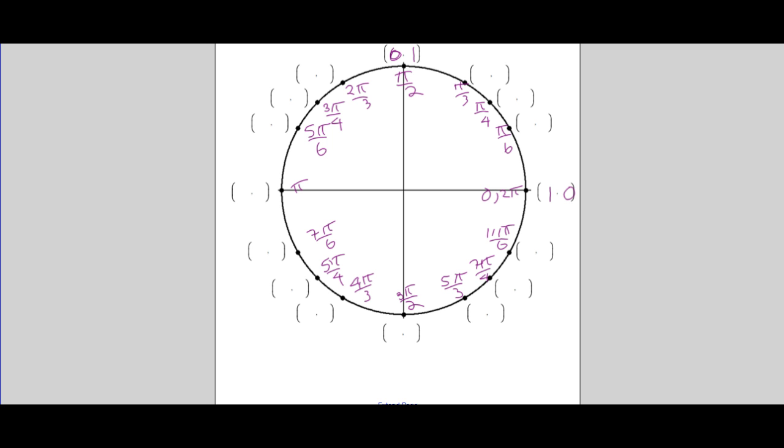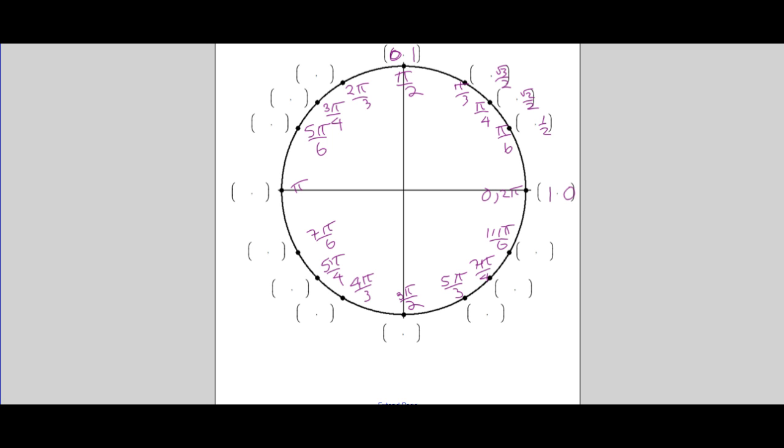So here's what you do. You just take the y values and count from 0 to 1. Here are the 5 numbers in order: 0, a half, root 2 over 2, root 3 over 2, and 1. So you've got 2 new numbers to learn, root 2 over 2 and root 3 over 2.